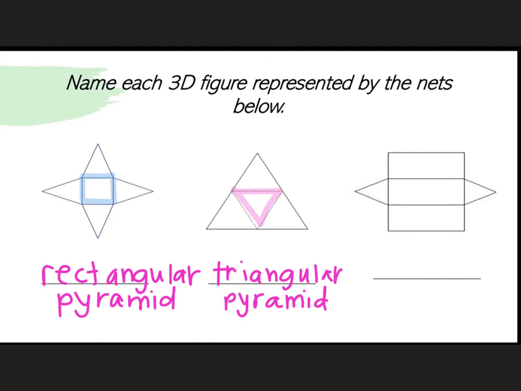Last but not least, I see 2 triangles and 3 rectangles. Well, 3 rectangles automatically tells me those can't be my bases. So these 2 triangles have to be my bases, which makes this a triangular prism, because I have 2 bases, which makes it automatically a prism.